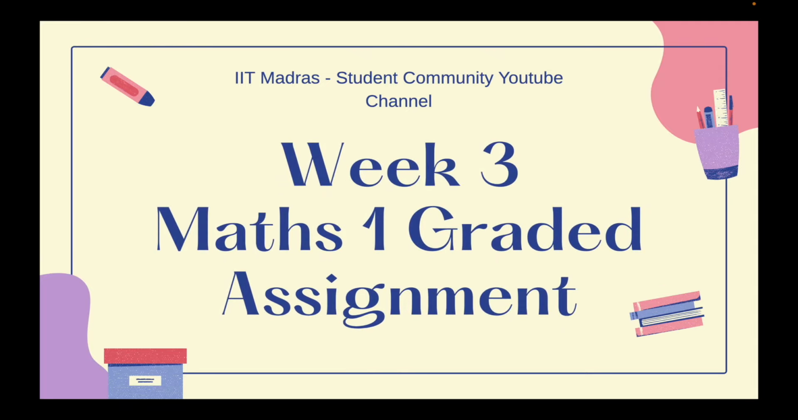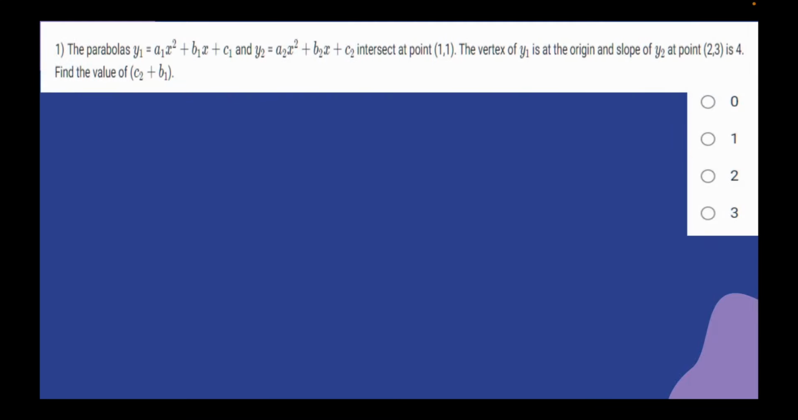We are going to solve the graded assignment for week 3 Mathematics 1. The first question is about parabolas, and we are given two quadratic equations that intersect at point (1, 1). The vertex of y1 is at the origin and the slope of y2 at point (2, 3) is 4. Now we have to find the value of c2 and b1.